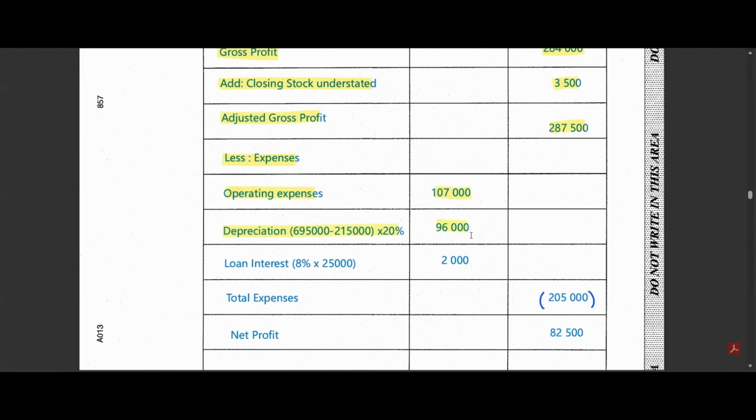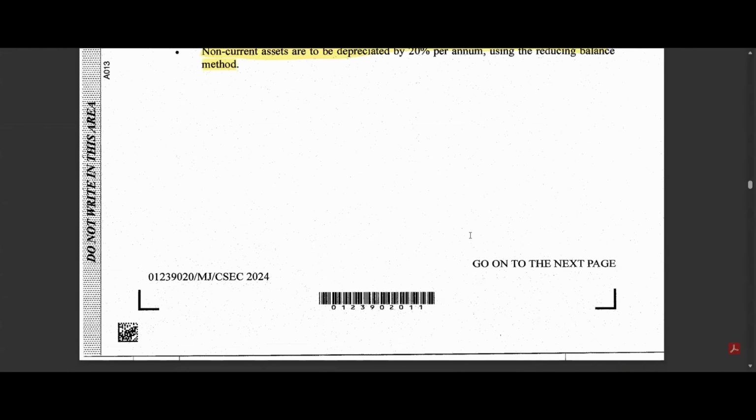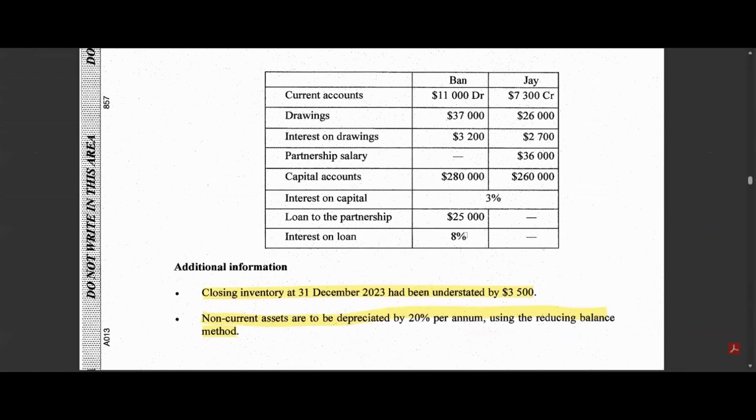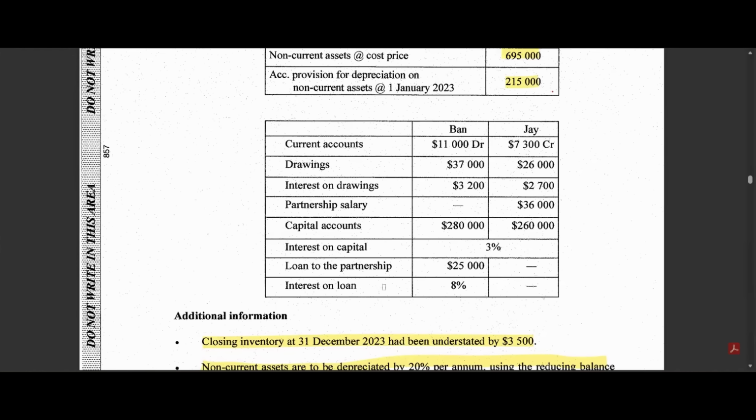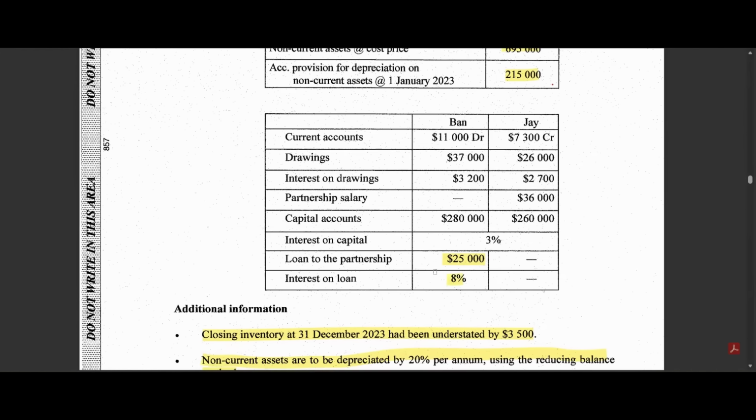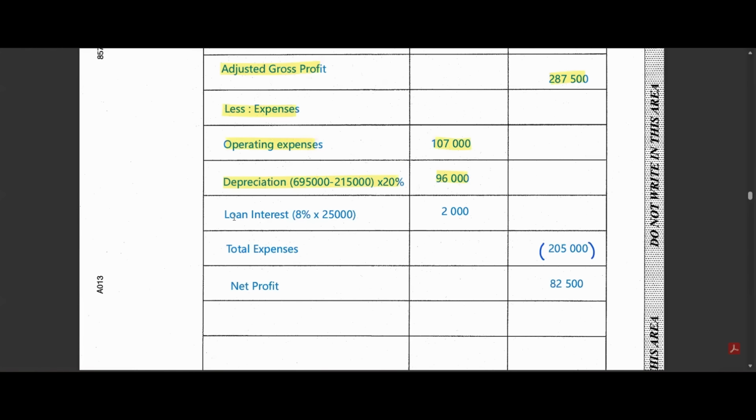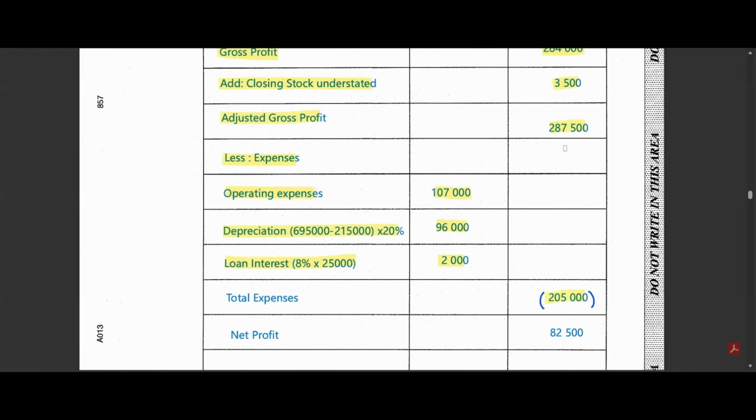Great. But guys, you had to look very, very carefully because there's one more expense for this organization. Well, the expense was loan interest. Ban gave a loan to the business, $25,000. Interest on loan was 8%. Loan interest will be 8% of $25,000. This will be an expense for the business as well. So adding up all our expenses totaled $205,000. Gross profit subtract expenses is going to give us net profit, giving us a value of $82,500. There we go.